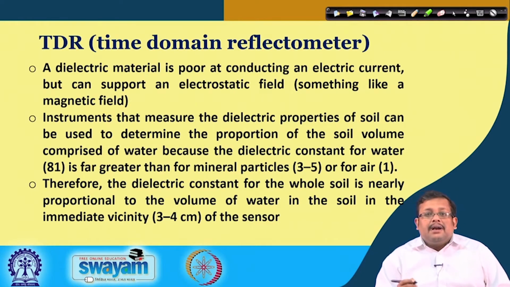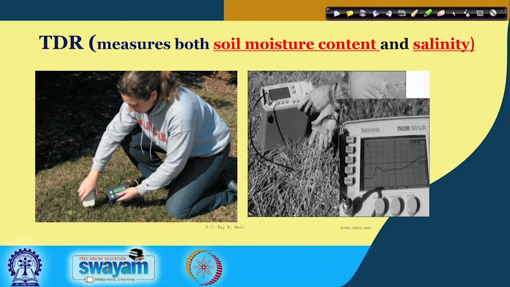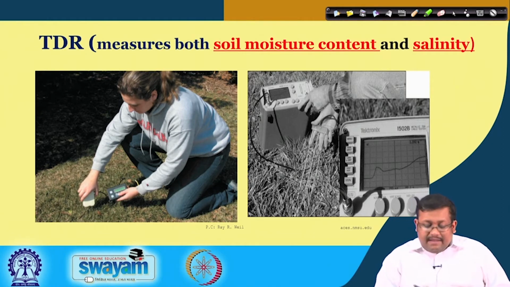Or for air, generally in case of mineral particles the dielectric constant varies from 3 to 5, and in case of air the dielectric constant is 1. So you can see the dielectric constant in case of water is far greater, and therefore the dielectric constant for the whole soil is nearly proportional to the volume of water in the soil in the immediate vicinity, that is 3 to 4 centimeter of the sensor. Using this working principle, this TDR measures the moisture through its dielectric constant. There is a stark difference of dielectric constant between soil moisture and other particles and air. You can see these are the pictures of time domain reflectometer. Remember that this time domain reflectometer measures both soil moisture content and salinity. So this is very important to remember.